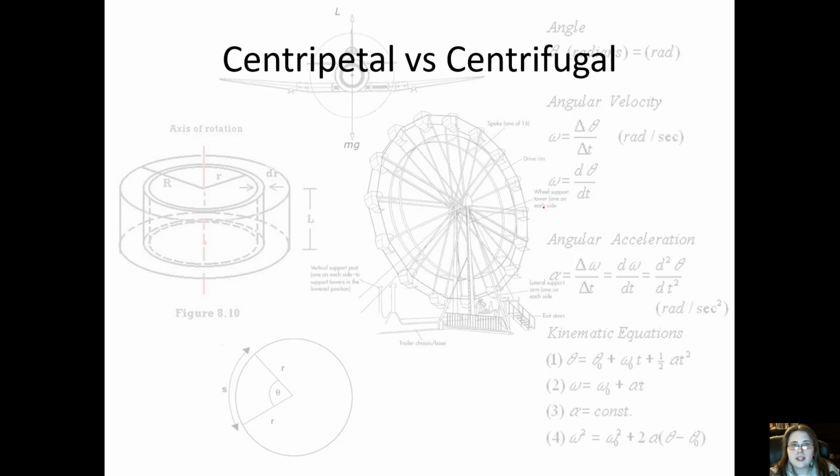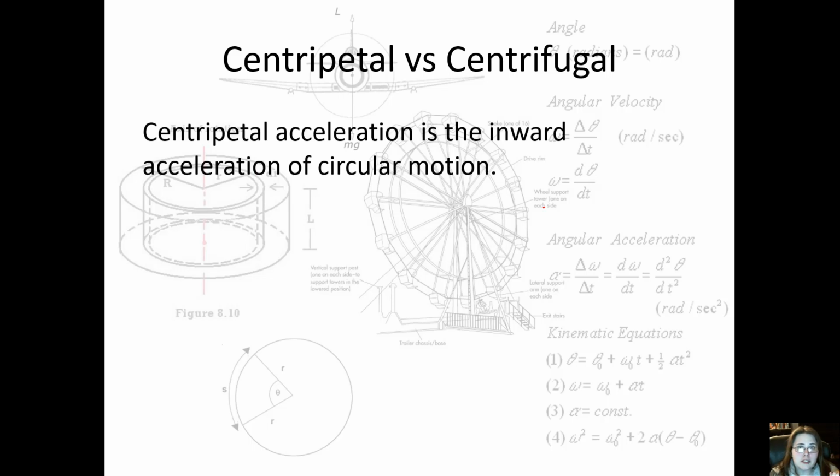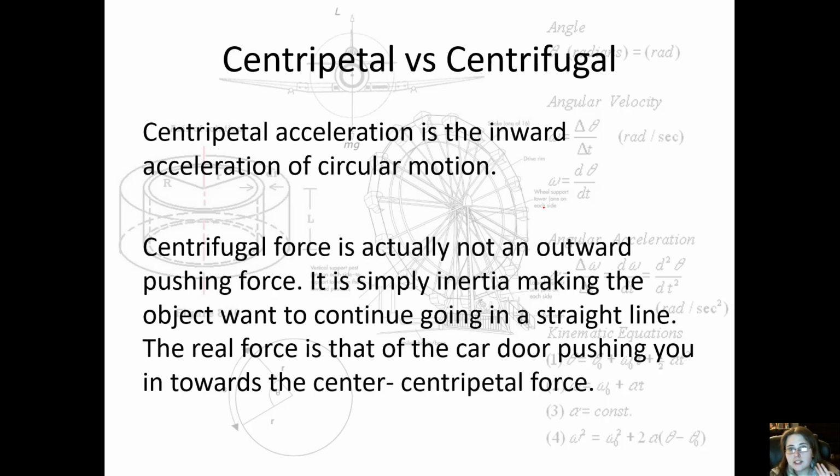All right, so then just a little bit on vocabulary. There's centripetal versus centrifugal. Centripetal acceleration is the inward acceleration of circular motion. That's how it has to be in order to be centripetal. In order to be moving in a circle, it requires a force pulling toward the inside to create that circular motion. You don't actually have anything moving to the outside. That outside force is not really a force. It's just inertia trying to keep the object in motion.